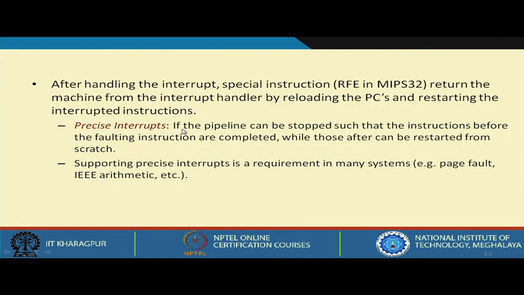As you see in the definition, if the pipeline can be stopped such that the instructions before the faulting instruction are completed, while those after can be restarted from scratch, then we say it is a precise interrupt. There are cases, let us say for page faults and also for IEEE arithmetic, where this precise interrupt is a necessity. So, the designers of these pipelines spend some effort to ensure that interrupt handling is precise.